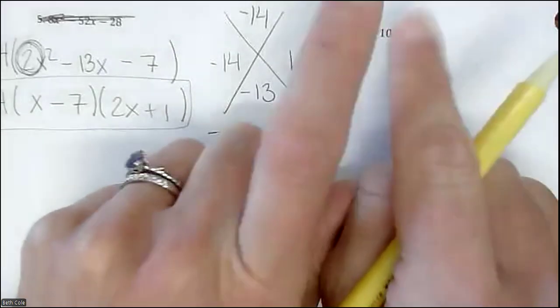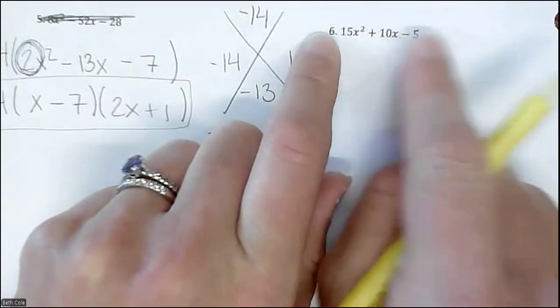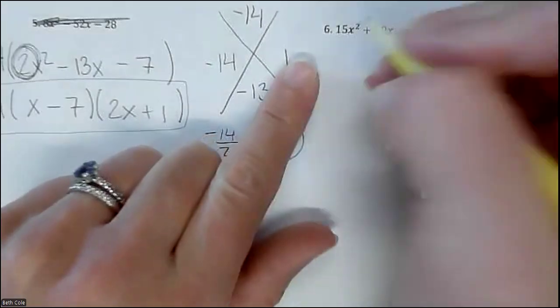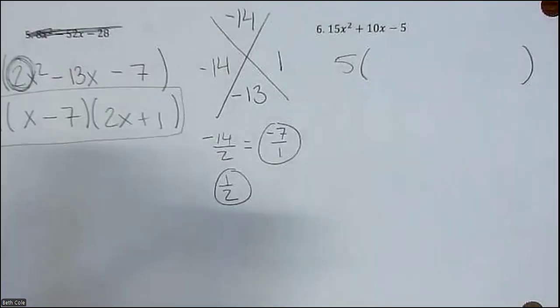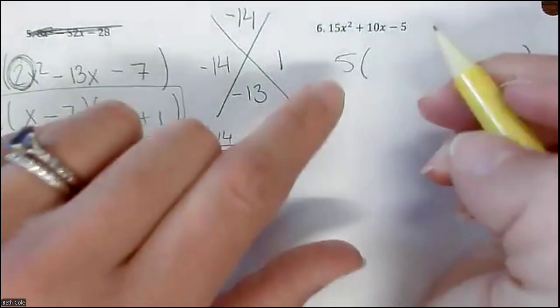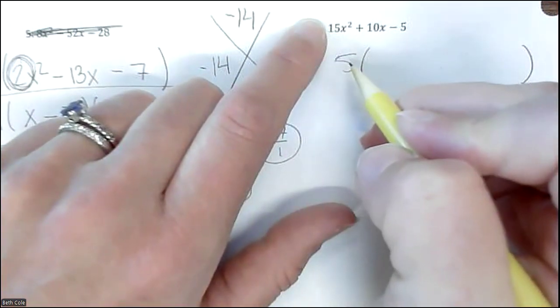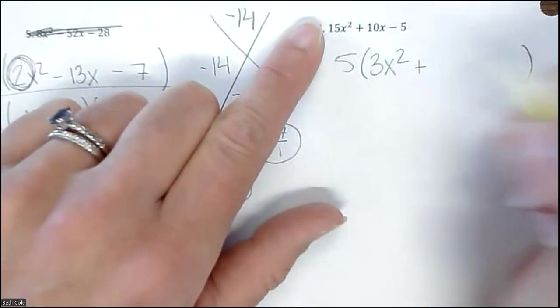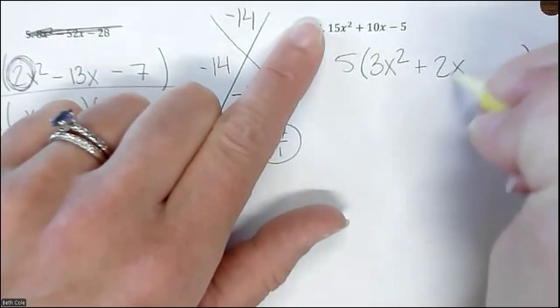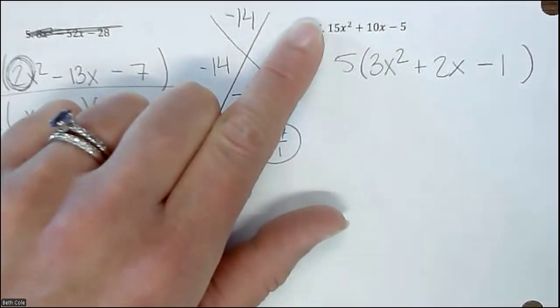All right, look at this. What number can you divide out of all 3 of those? That one's a little bit more obvious because it's 5. So you're going to divide them all by 5. You are undistributing a 5. So 15 divided by 5 is 3. Good. 3x squared plus 2x. Good. You guys even got the 1.